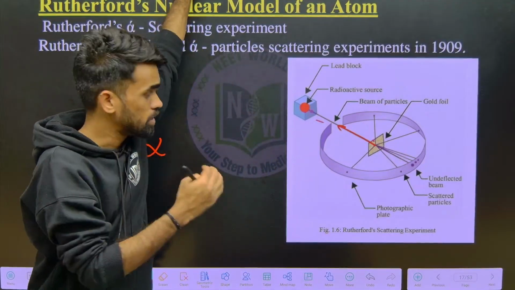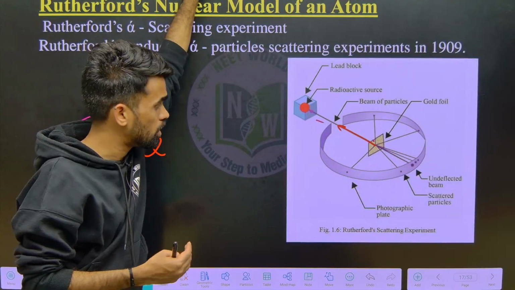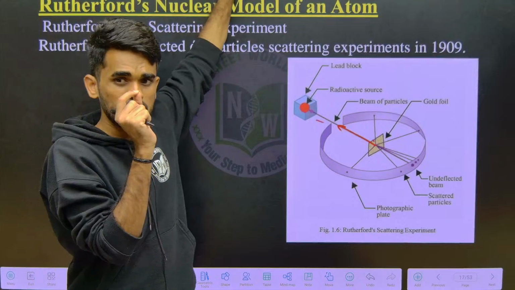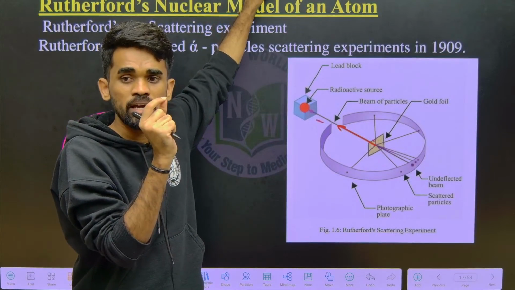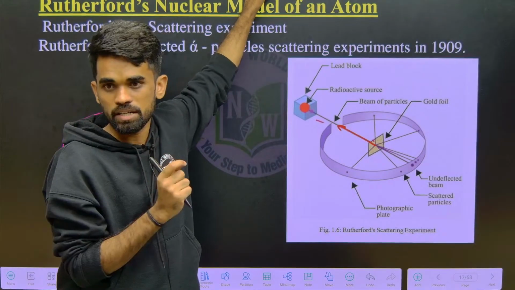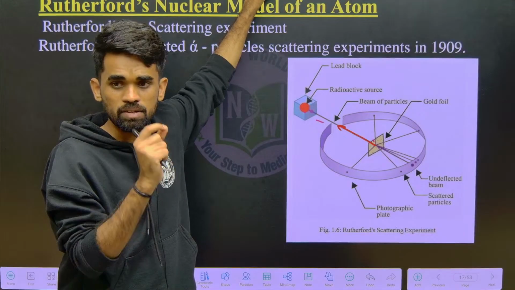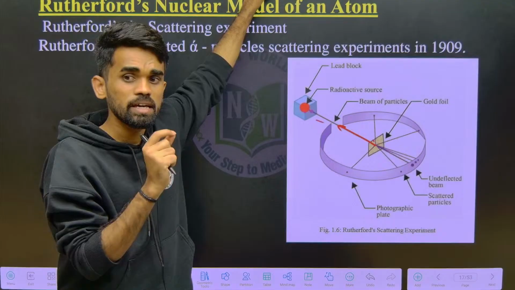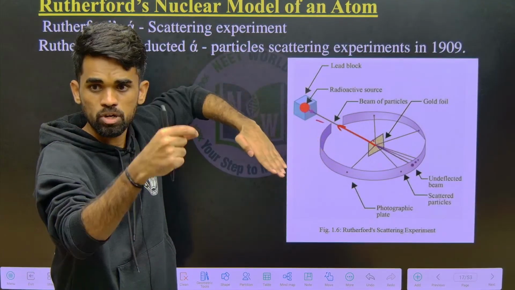So what is the observation he got from this experiment? He considered that there is a small region or small space in an atom where the positive charge is concentrated. He called it the nucleus, where protons are concentrated. Why is he saying protons are concentrated? Because alpha particles are also positive, and protons are also positive.